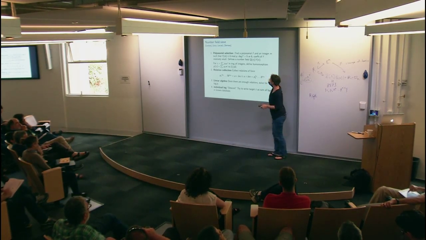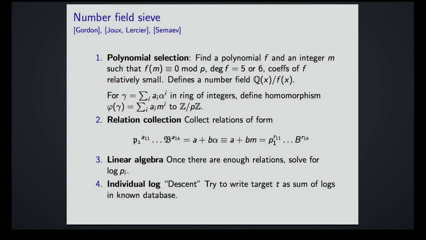So for polynomial selection for factoring, you essentially have the same property that you want, except that instead of p here, you have some integer n. That's the thing you're trying to factor. Relation collection is very similar. You have to do a little bit more work to deal with making sure your ideals are well formed.